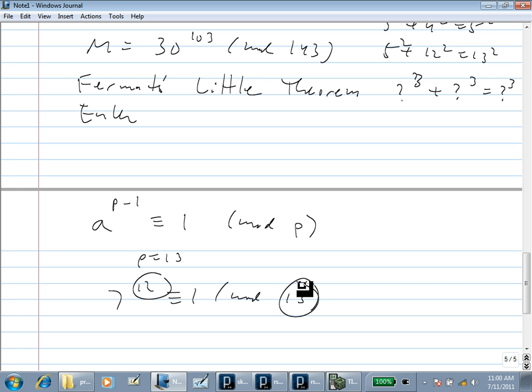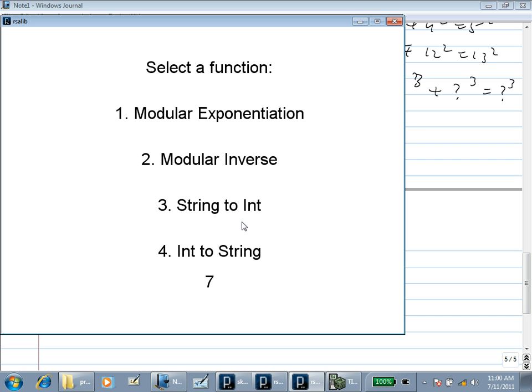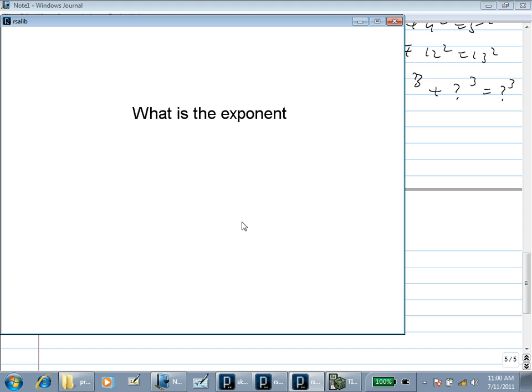I'll do it for this. 7 to the 12th mod 13. So according to this, 7 to the 12th mod 13 does equal 1. And that's what Fermat's little theorem says. Now, when Fermat invented the little theorem, it was not considered very practical for real life.